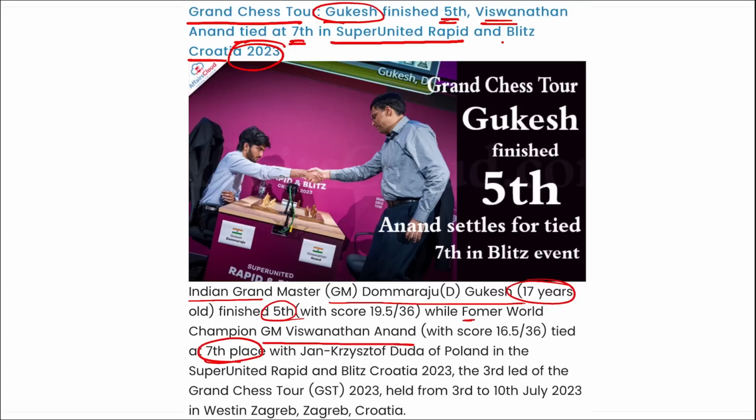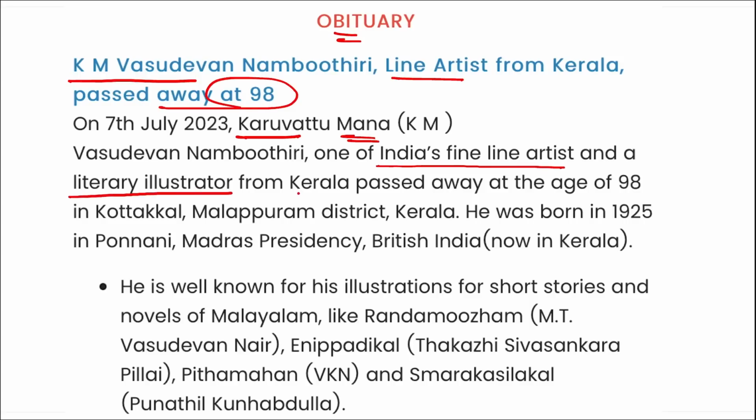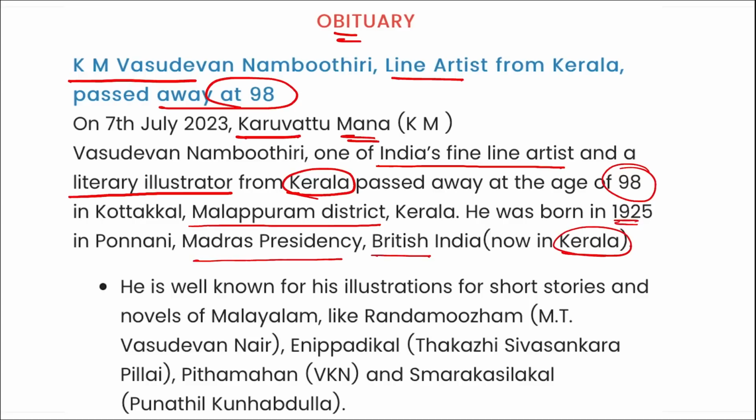Right? Next is obituary. KM Vasudevan, who is a line artist from Kerala, has passed away at the age of 98. I repeat, Karvatu Mana Vasudevan, one of India's fine line artists and a literary illustrator from Kerala, passed away at the age of 98 in the Malappuram district of Kerala. He was born in 1925 in Madras Presidency, British India, that is now Kerala. Correct? And he recently passed away.